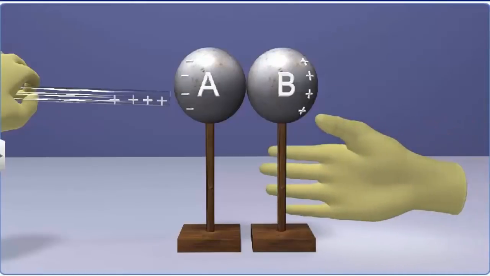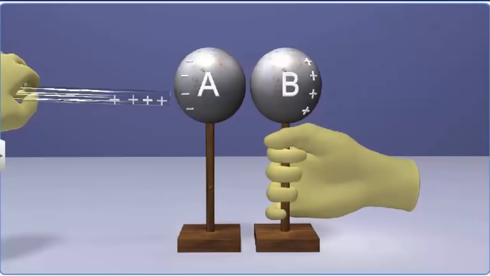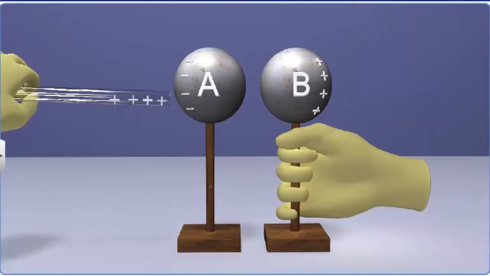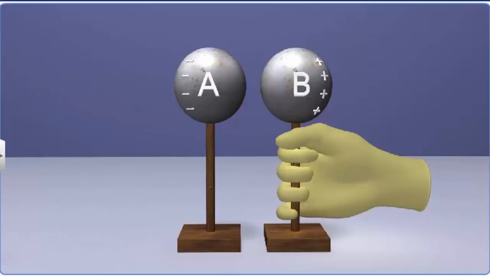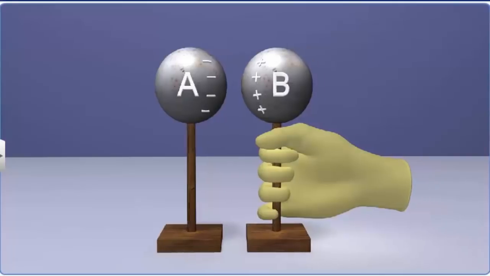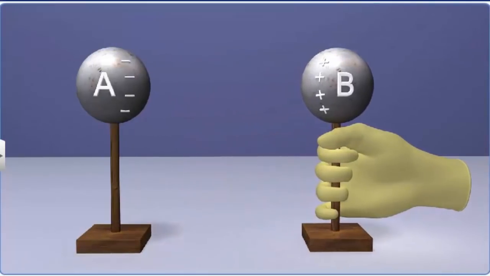Now, separate the spheres by a very small distance, keeping the charged glass rod near them. There will be a force of attraction between A and B. Then, if we move away the glass rod, sphere A will retain the negative charge and sphere B will retain the positive charge. We observe that the excess charge on the metal spheres distributes uniformly later.